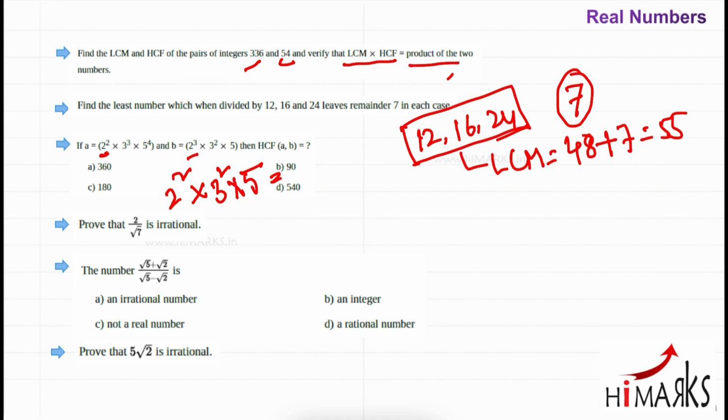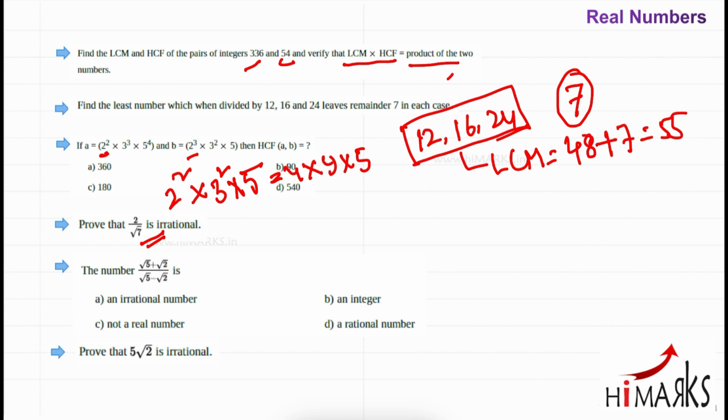So 4 into 9 into 5, you multiply, get the product, and that is the HCF. We have already discussed that. 2 by root 7, you have to prove it is irrational. Next one is asking whether this number is an irrational number or an integer.